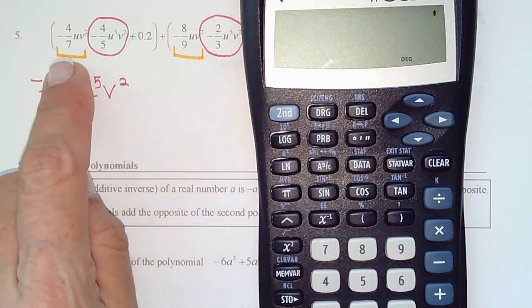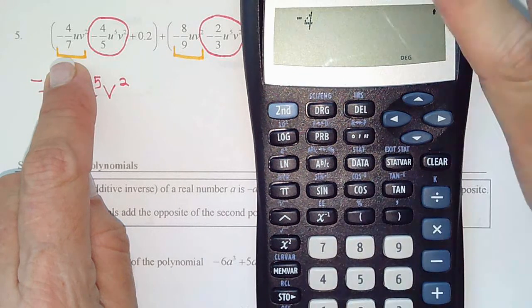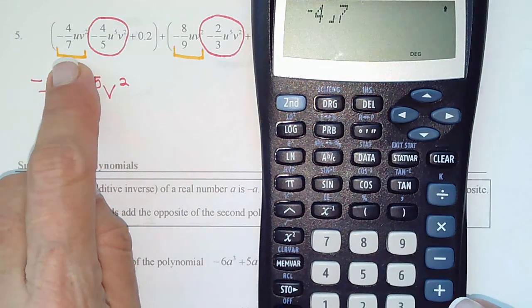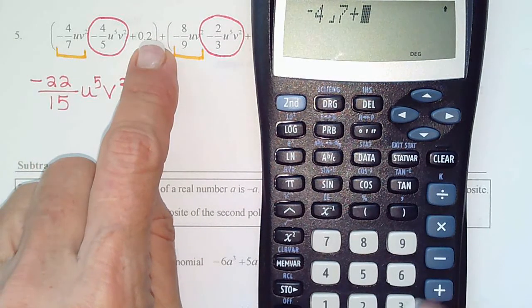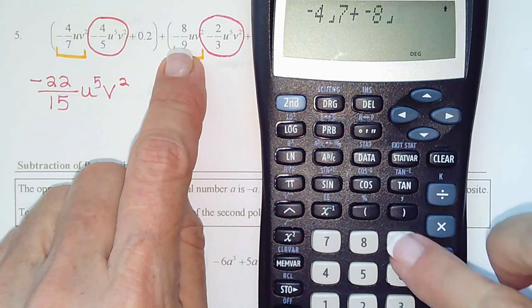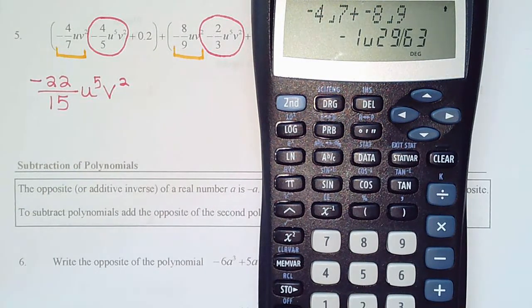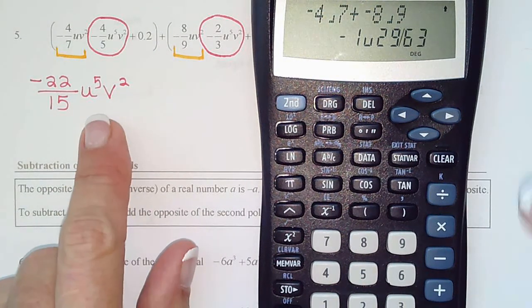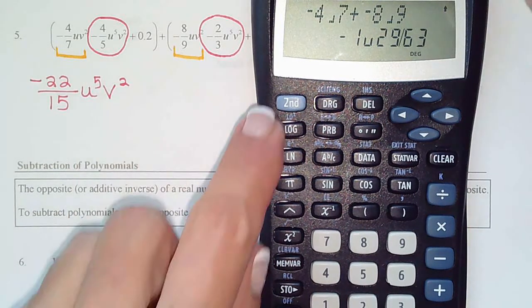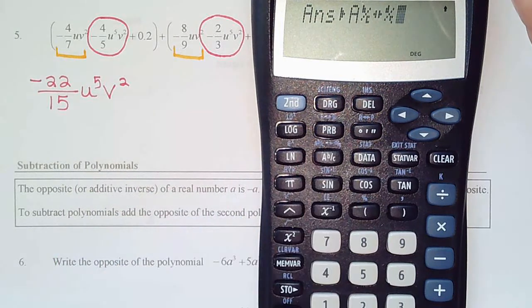So -4 fraction bar 7 plus -8 fraction bar 9, and that gives us another mixed number. So remember, when they say fractions, a mixed number is not a fraction. So then we do second fraction key, negative 92/63. And that was really easy to miss on the test because it said blah, blah, blah.